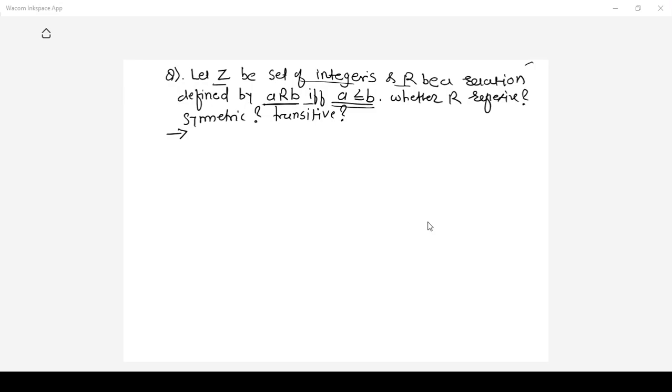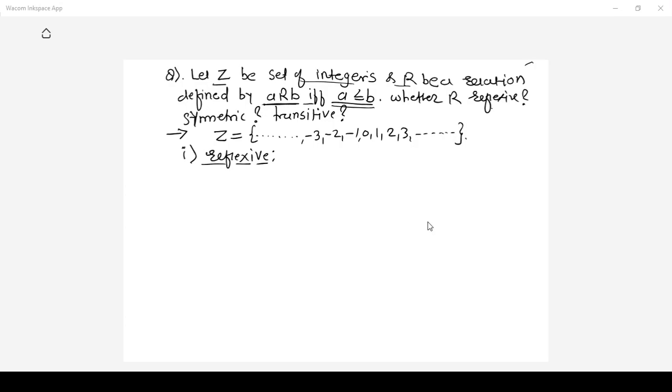Now we need to check whether this R is reflexive, symmetric, or transitive. Now Z is given as a set of integers. We can write Z as the elements like -3, -2, -1, which will keep on going to the left side, then 0, 1, 2, 3, and so on. Right? This is the set of integers. Now we'll check with the first property, reflexive relation.